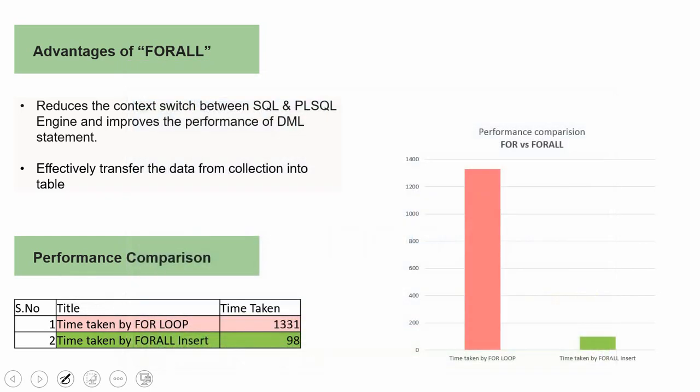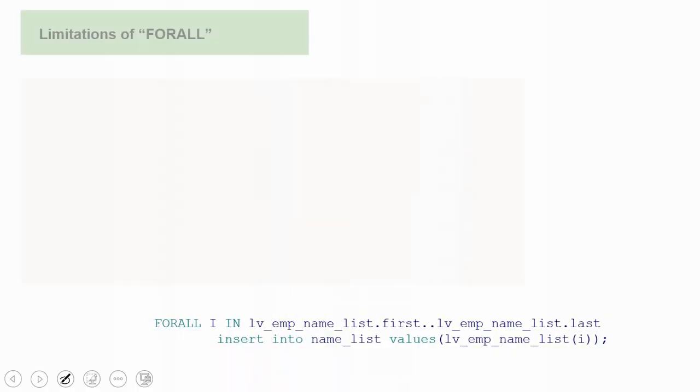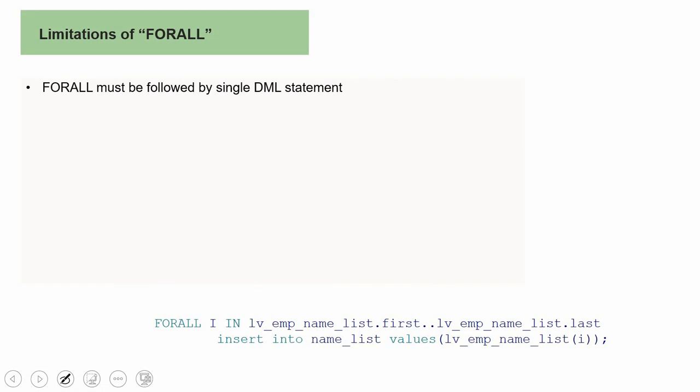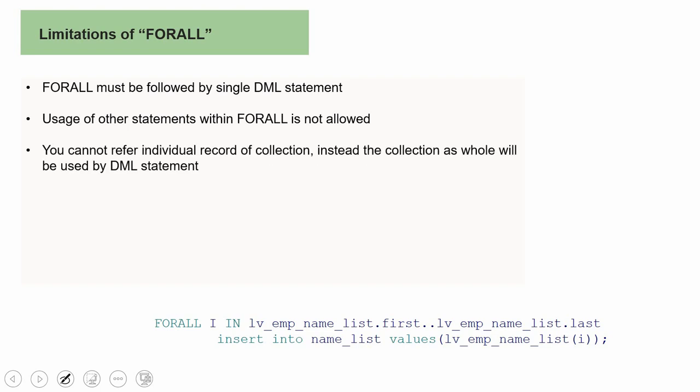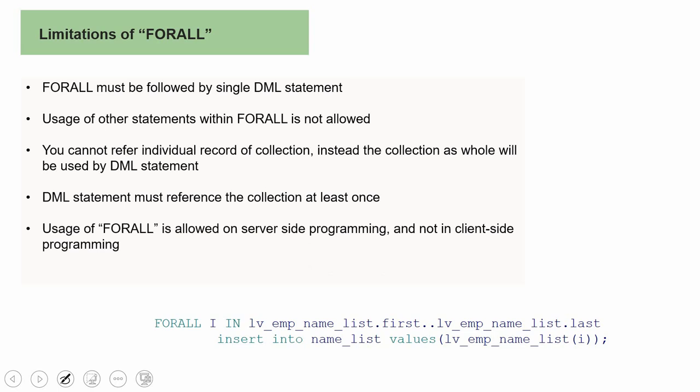Now let us quickly look into the limitations of the FORALL statement. The very first limitation is obviously that the FORALL keyword must be followed by only one single DML statement, and no other statements are allowed in FORALL other than that one single DML statement. And we will not be able to access the records or the elements of the collection as individual values. Instead, we have to use the collection as a whole. And the collection has to be used within the FORALL DML statement at least once. Otherwise, we will get an error. And this FORALL keyword is allowed only in server side programming and not in client side programming.